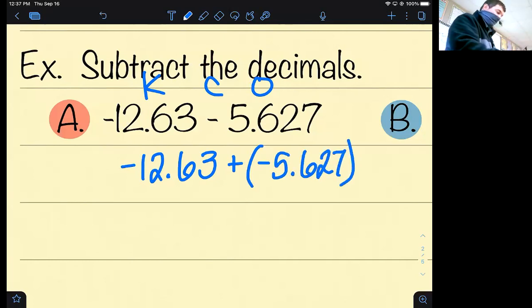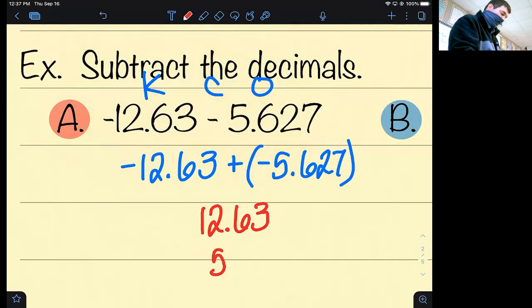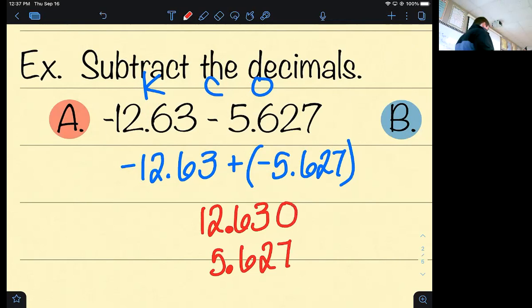Now, I'm going to take my larger number. Ignore the negatives when you do this. Larger number is the 12.63. Line it up with the 5.627. Line those decimals up and fill in with any extra zeros that you need to, like the one above the 7. Now, Calvin, Addison's rewritten this for us.